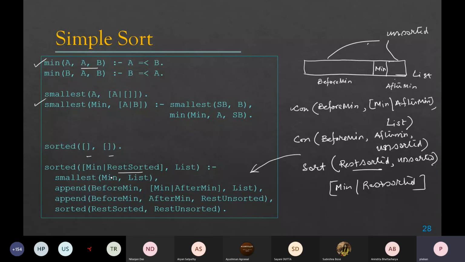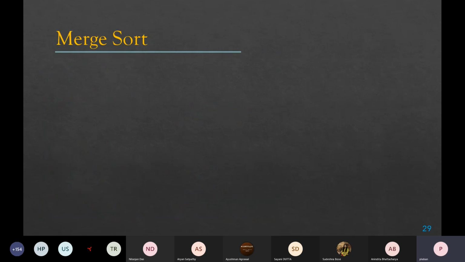So the first thing that we are doing, we are extracting the minimum from list, and we are appending before min with min and after min to get list. So this we can do with concatenate operation as well, but this append is a built-in function which can be readily used, right? Then what we are doing, we are concatenating this to list before min and after min to get the rest unsorted, and we are calling this program recursively to get the entire list sorted, right? So with this, let us go to the main program that we were trying to write, which is to write the merge sort, right?